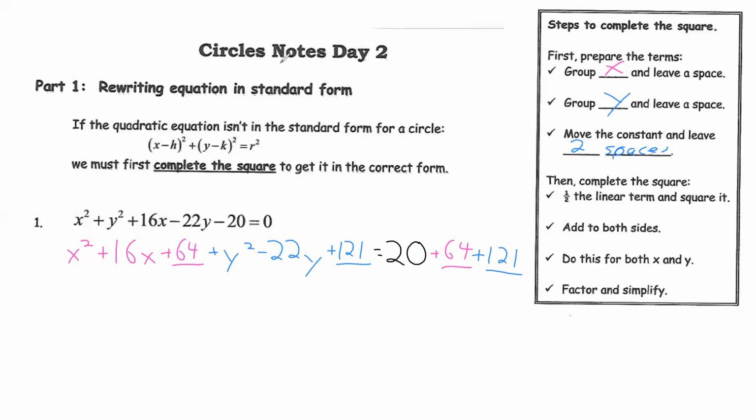Now, we actually have 2 perfect square trinomials. This is a perfect square trinomial, and this is a perfect square trinomial. Since they are perfect square trinomials, we can now break them down into a binomial that's squared. So we're going to factor this piece.